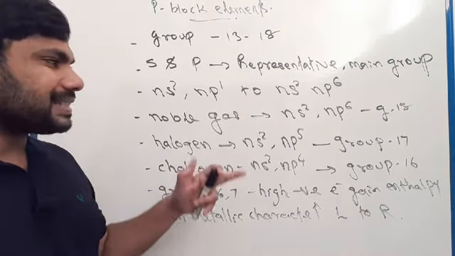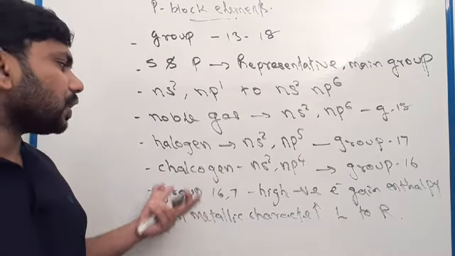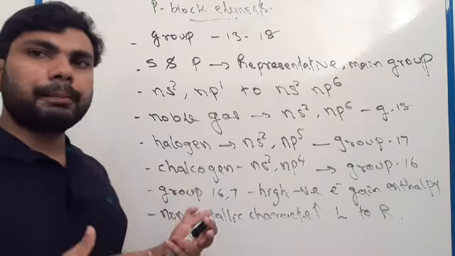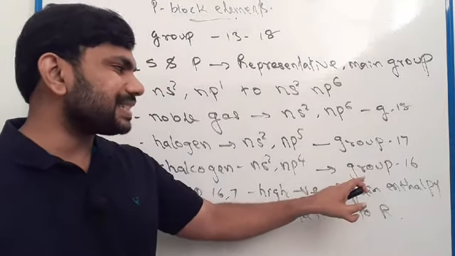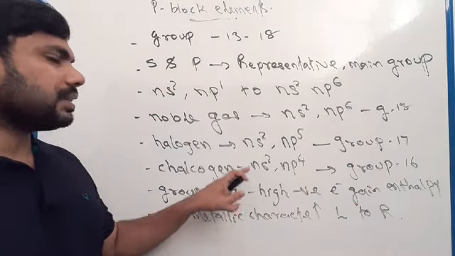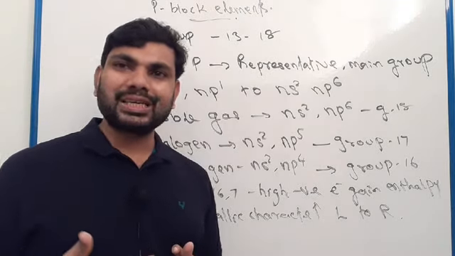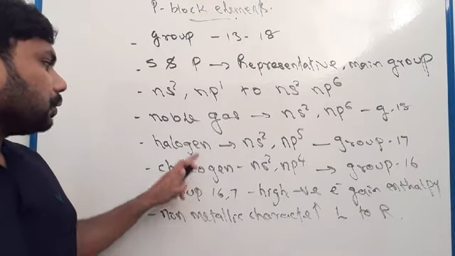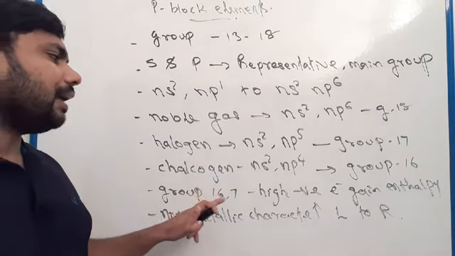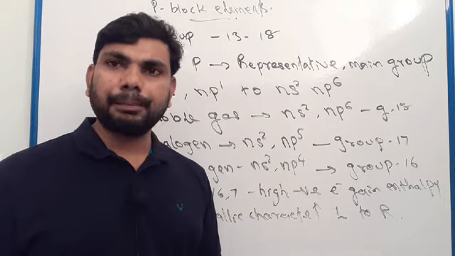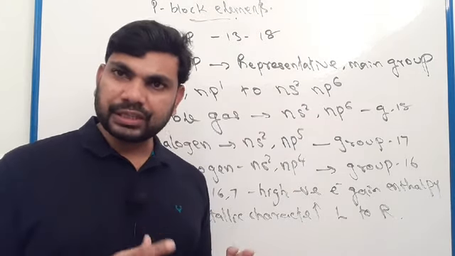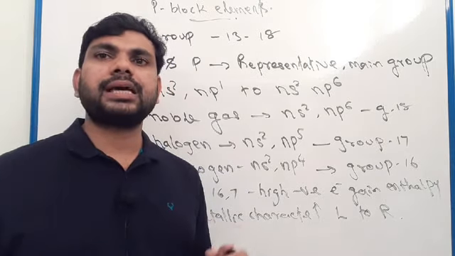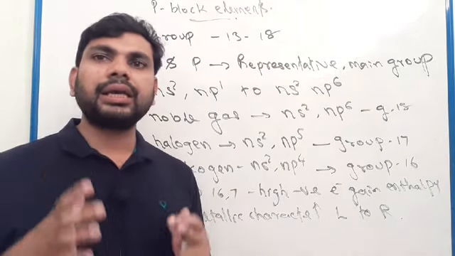Clear? Next one, group 16 elements. Group 16 elements are also called chalcogens. Oxygen, sulfur, selenium, tellurium, polonium are the elements in group 16. They have outer shell electron configuration ns2 np4. Clear? Here group 16 and group 17 elements have high negative electron gain enthalpy.